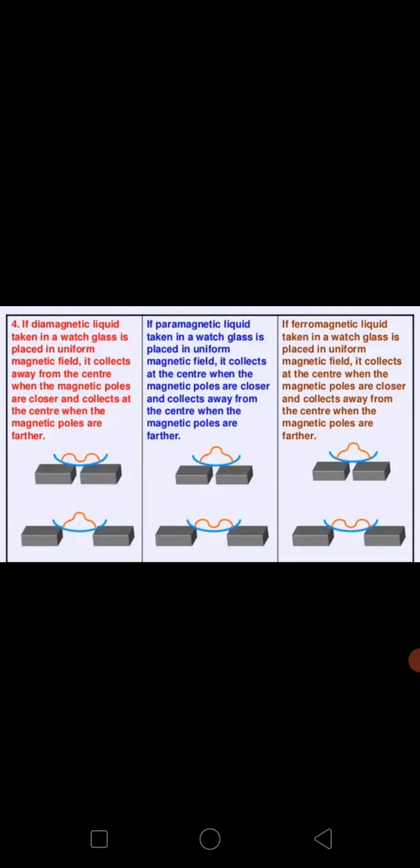And in the second case, when the distance between the magnets increases, now the strength of the magnetic field at the middle decreases. So that is why the paramagnetic substance moves from weaker to stronger, meaning from the middle it will move towards the pole of the magnet in the second case. Similarly, the same case is indicated in the ferromagnetic substance also, but the process will be more quick as compared to the paramagnetic substance.